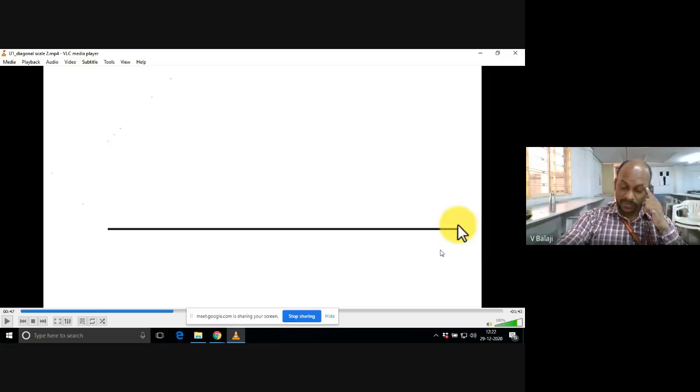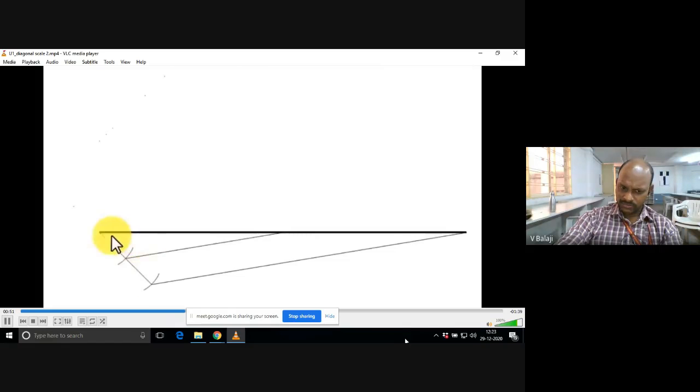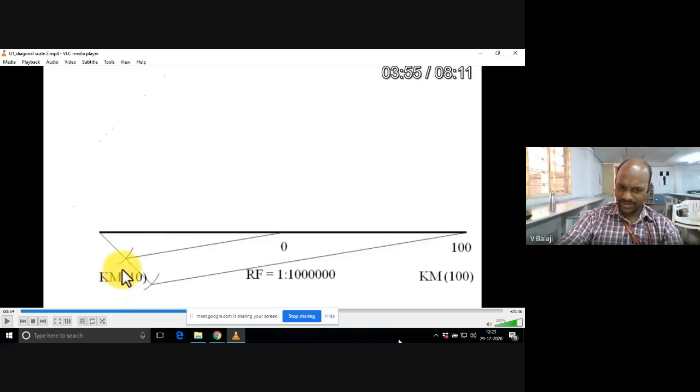200, sir. Very good. This length represents 200 kilometers. Suppose I divide it into only 2 parts, each part will be how much? 100 kilometers. Okay. Let me first explain with 2 parts. Then we will see what happens if you take some other parts and what difficulties we will face. Each part will be 100 kilometer.